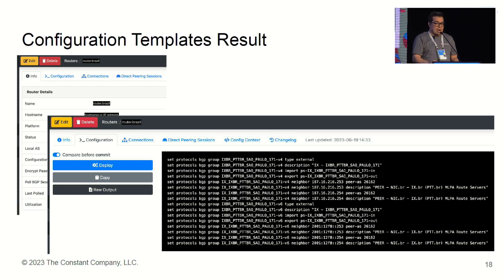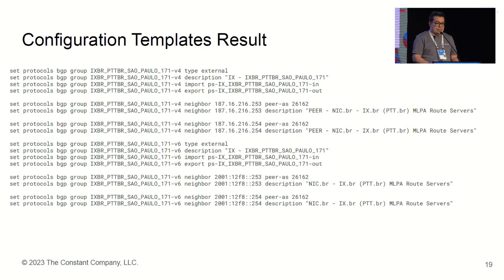What I do is, where it says raw output, I take a text file, I paste it in the router, I see what the differences are, what the mistakes are, so that I can go back to the template and correct. This configuration, here I put it better, as you see, it configured four sessions: two IPv4 sessions and two IPv6 sessions.